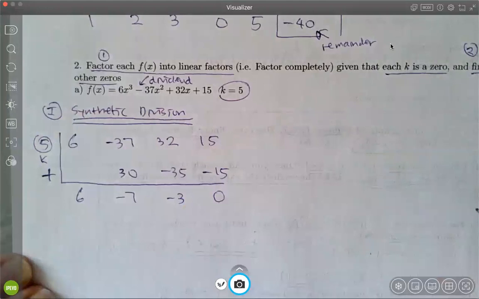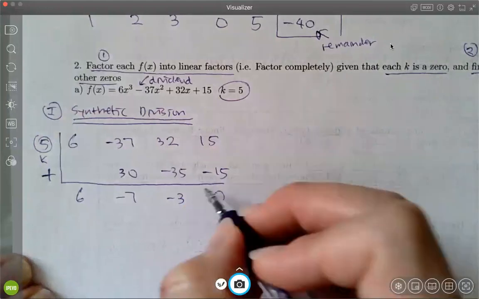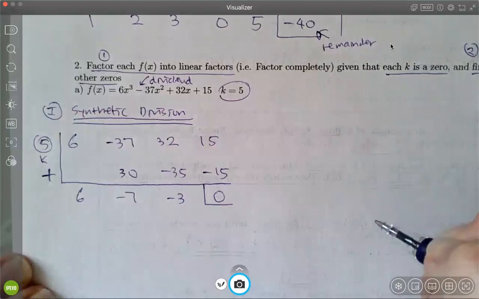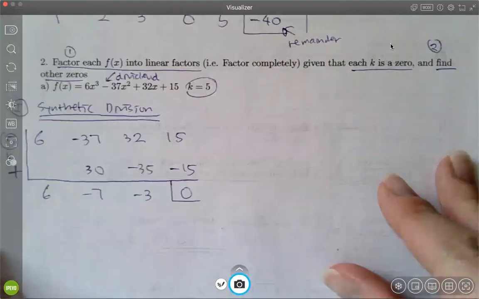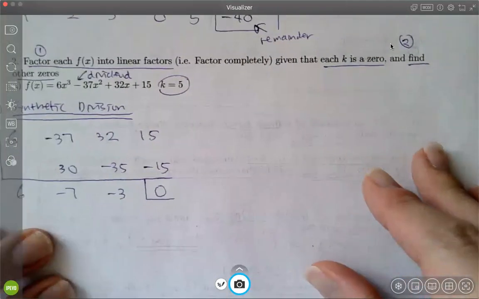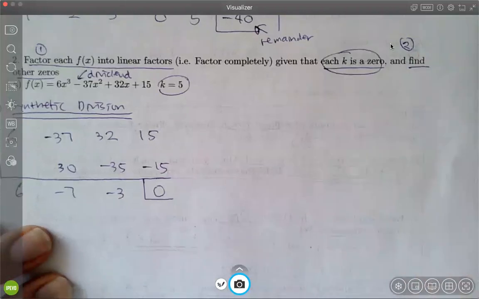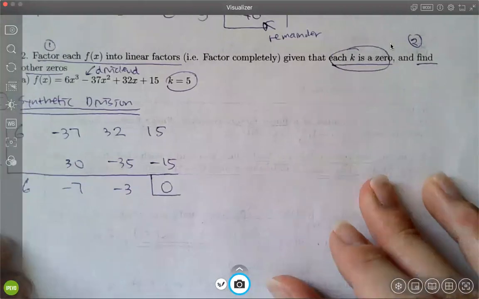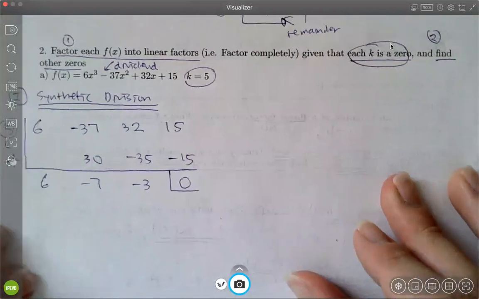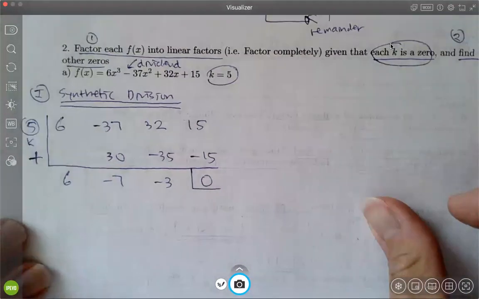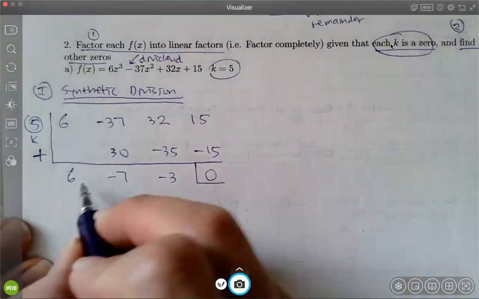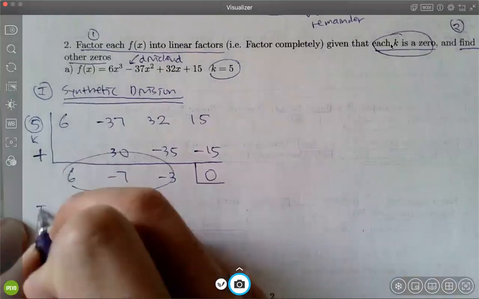Now we know 0 is the remainder, but is it surprising? No, why not? Because what did the problem say? Each k value is a 0. So what does that mean? 5 is a 0. So of course we should get a 0 remainder once we apply the synthetic division. So that's not surprising at all. Instead of looking at the remainder, what do we look at instead? We look at the quotient. So here, what is the quotient?